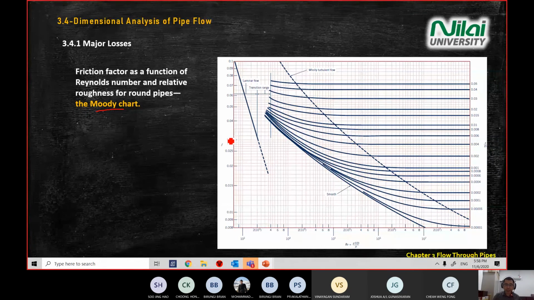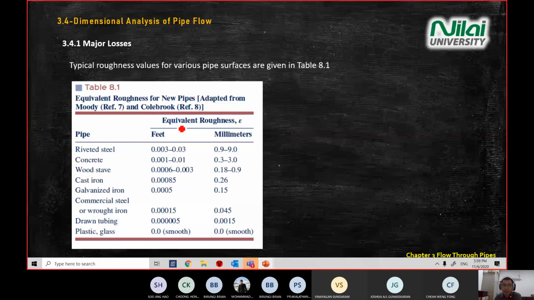You look at the axes, there are 3 axes here. One on the left, F is the friction factor. Reynolds number, you can calculate from the question. On the right hand side is the roughness divided by D. So this is where you calculate. For example, the value of the roughness, you read from the table just now. Say you are given a drawn tube, then you get 0.0015 in mm.